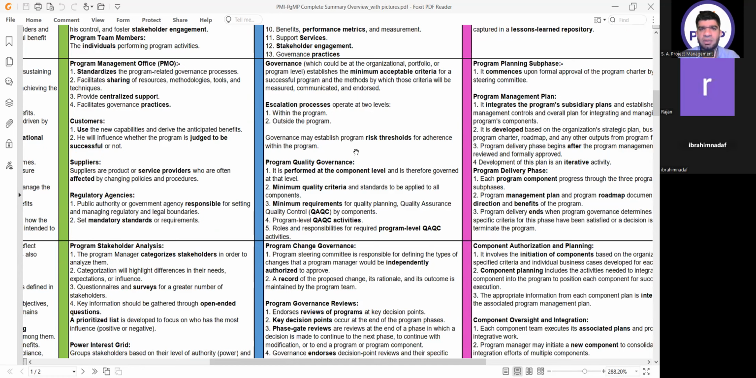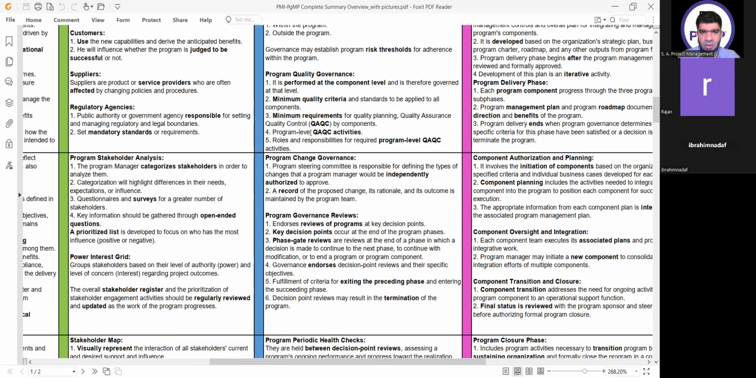Escalation processes can be within or outside the program, nothing to worry about. Then program quality governance is normally performed at the component level and is therefore governed at that level. Only for the quality you have to keep that it is governed at the component level.